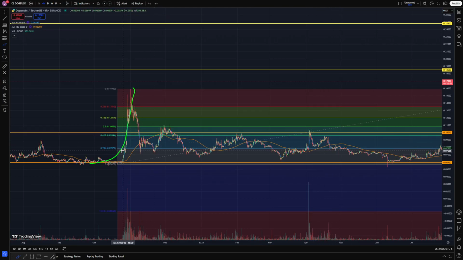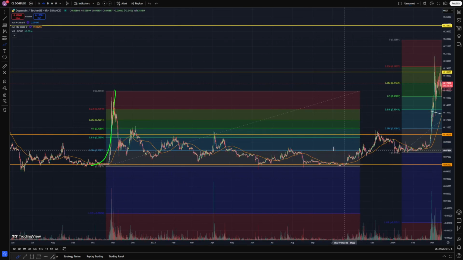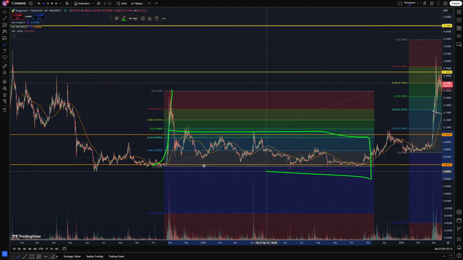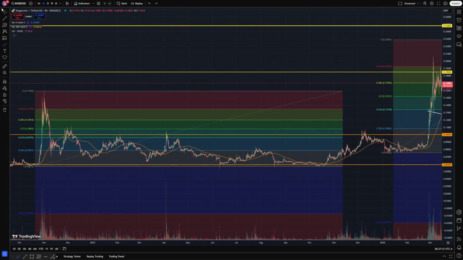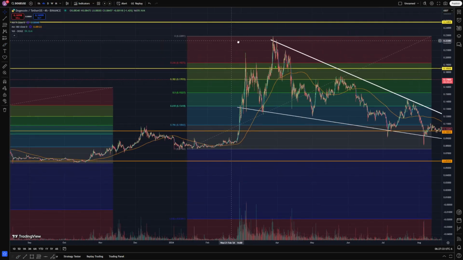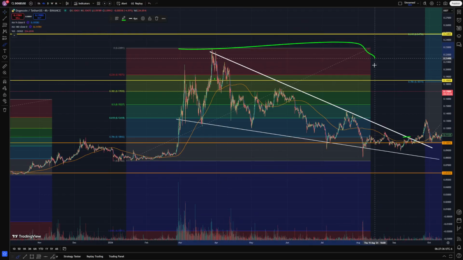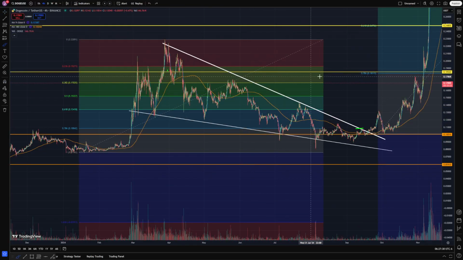Basically, these levels act as support and resistance. At least you could set limit orders on these levels. So limit order, take profits, limit order, take profits, limit order, take profits, limit order. So I kind of like this sideways action, honestly. Especially with these Fibonacci retracement sequences, because it's a little more predictable.